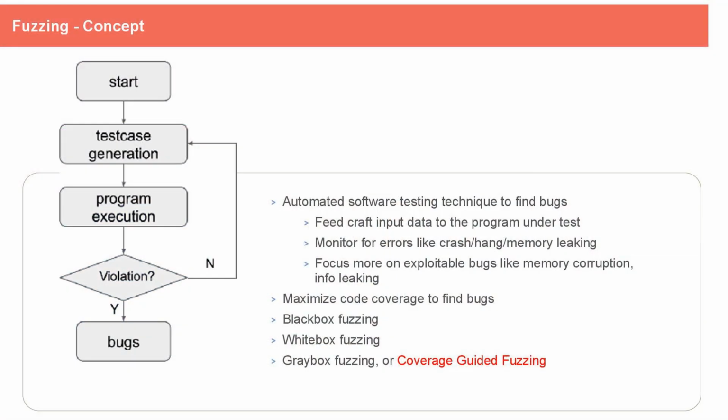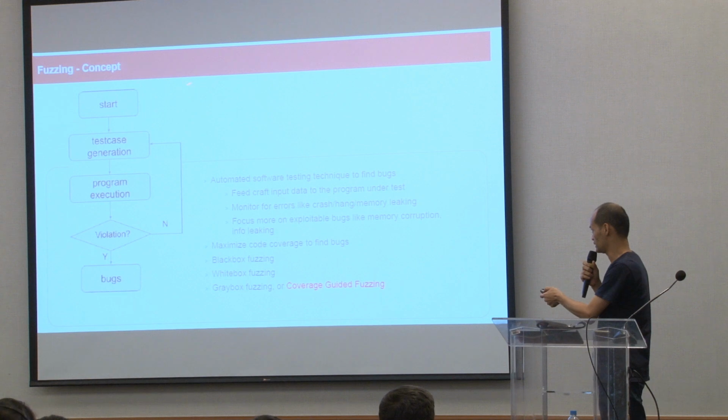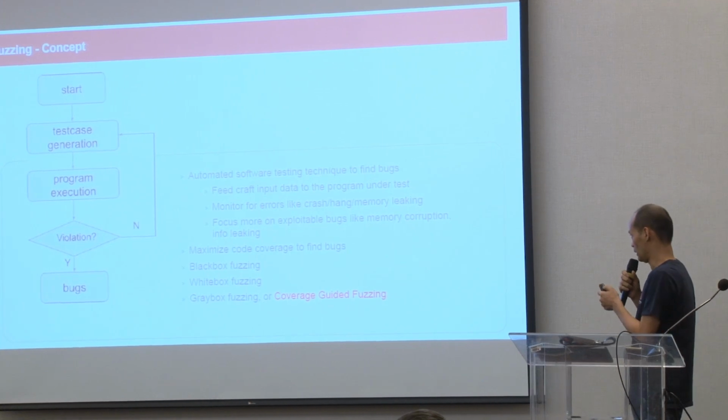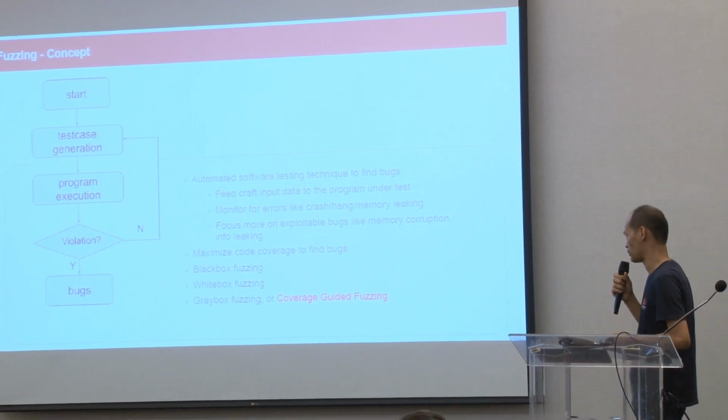Okay, first of all, what is fuzzing? The idea is very simple. Fuzzing is an automated software testing technique to find bugs. So the idea is that we feed some crafted input data to the program that we want to test, the program we want to find bugs inside. And you can see here we have a loop. We send the crafted input data to the program, and when the program runs, we monitor the program to detect violations. And you can easily monitor for errors like crash or hang or memory leaking.